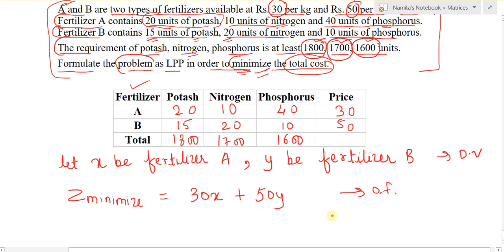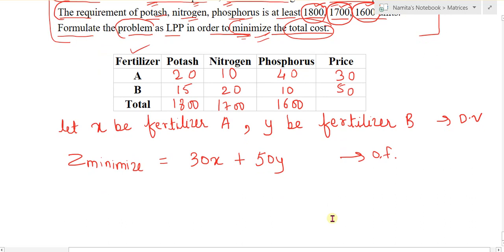Okay. Now the third step is to find the constraints. Subject to. Constraints are what? The restrictions or some limitations to achieve our objective function. Okay. So subject to. The first constraint will be of potash. The second constraint will be of nitrogen. The third constraint will be of phosphorus.